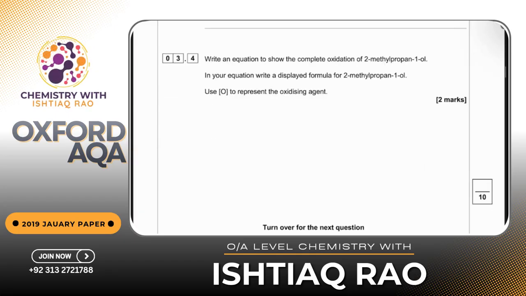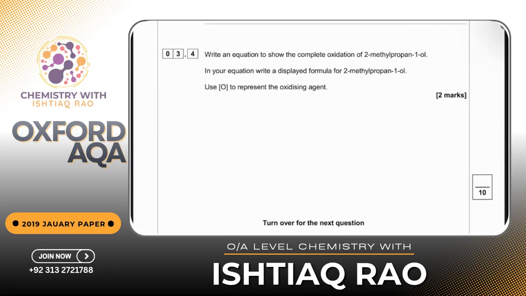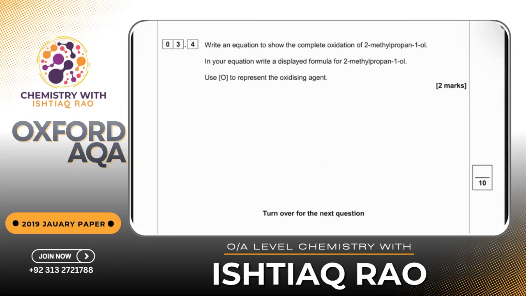Write an equation to show the complete oxidation of 2-methyl propan-1-ol. 1-ol means this is a primary alcohol. In your equation, write a displayed formula and use [O] to represent the oxidizing agent. So, the displayed formula for 2-methyl propan-1-ol. First of all, I would write propane. This is 2-methyl.